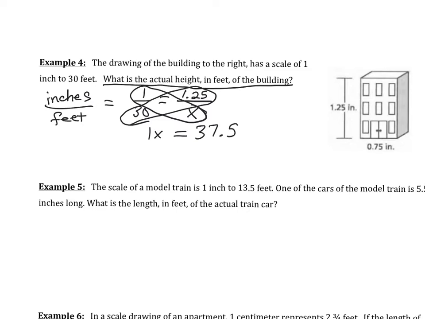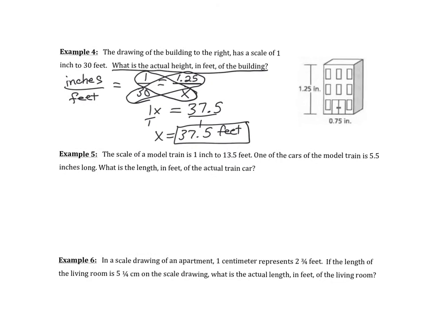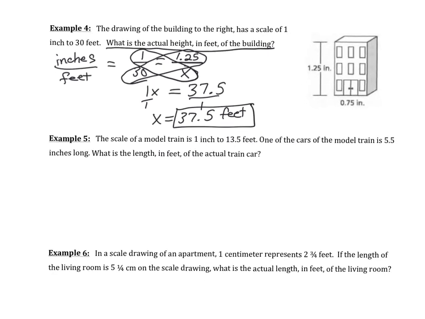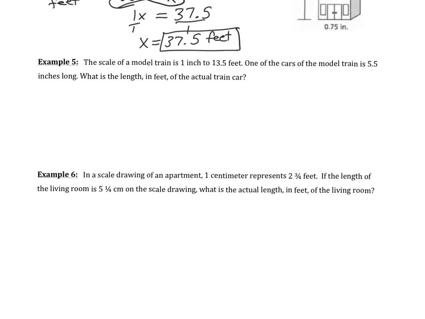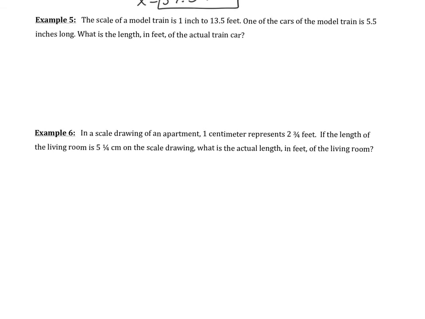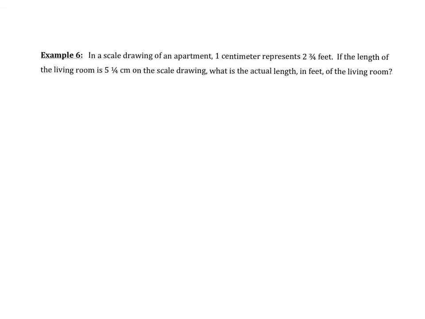Okay, so now I have to divide. Well, it's just a 1 that we're dividing by. The number in front of the x, whatever that number happens to be, I divide by that number. So that means the actual height is 37.5 feet. That's how tall the building is. Okay? So that's how we take care of that one. We have the same type of problem in example number 5, so I want you to do that one. And the same type of problem in example number 6. The only difference here with number 6 is that we have mixed numbers.